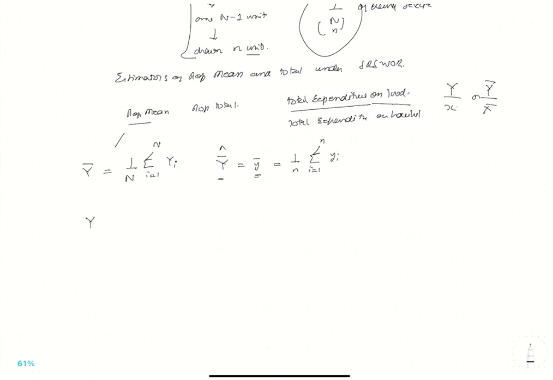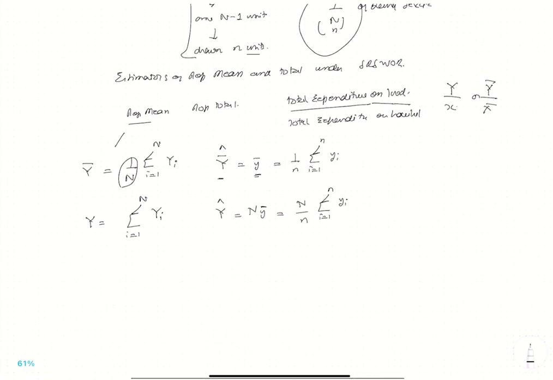Same with the total Y. If we want the total of the y's, we need sigma i equals 1 to N yi, and we don't have that, so we use Y hat, which is going to be N y bar, which is N over n sigma i equals 1 to n yi's. So you multiply by N and you will get the total value.